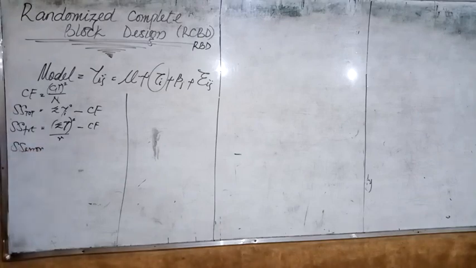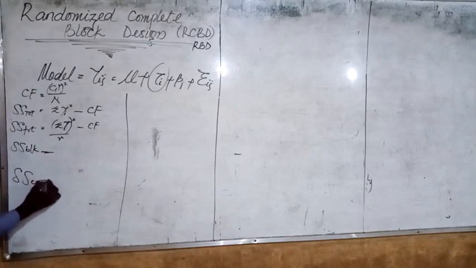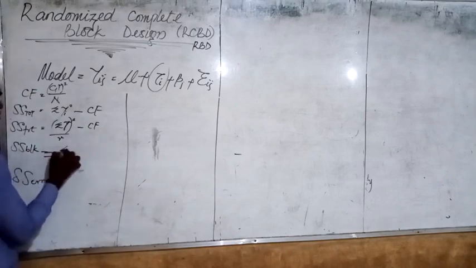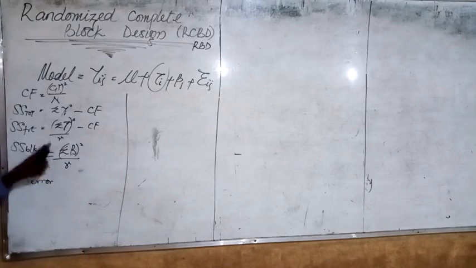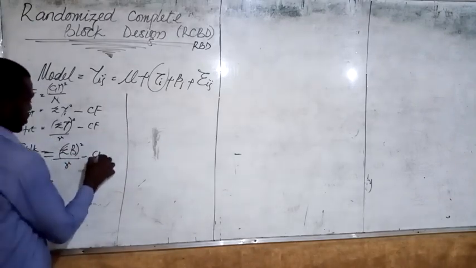But the difference here is that we do not calculate error yet. We calculate one more thing, which is SS block. Then afterwards, we calculate the SS error. Okay, the SS block is going to be the summation of the block all squared divided by replication. Now I'm going to tell you the difference between these two replications. They are not the same. Now minus the correction factor.